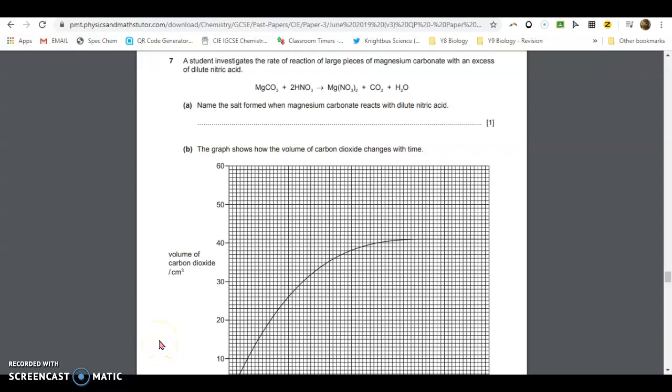Y9 chemists, this is week 10's work, which is based on rates of reaction.